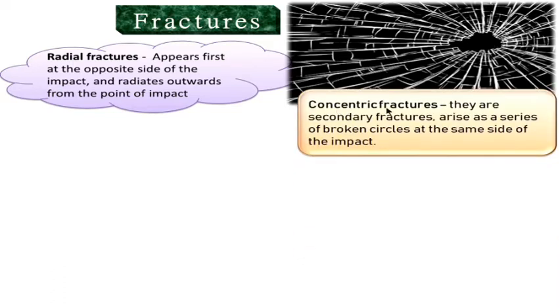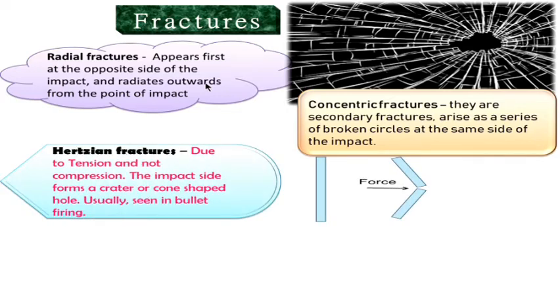Whereas concentric fractures are secondary. After radial fractures you get concentric fractures, which arise as a series of circles. You can see them. First come these radial fractures, then comes the concentric fracture. This happens on the same side as the impact. So that is the difference between the radial fracture and the concentric fracture. They have asked you many times regarding the impact, where the fractures occur and all.